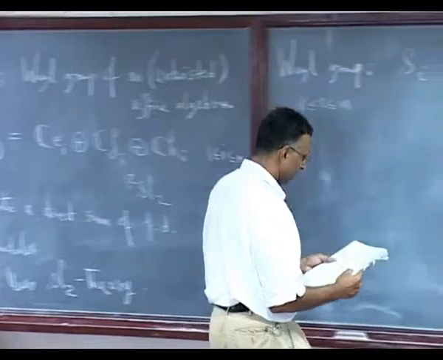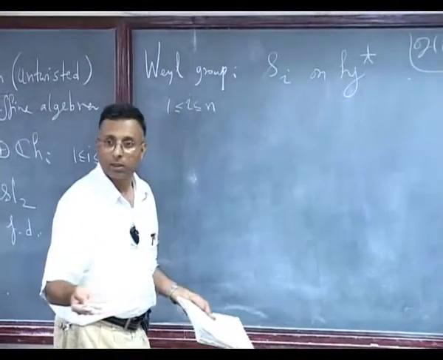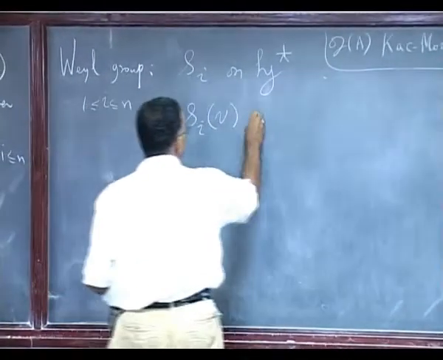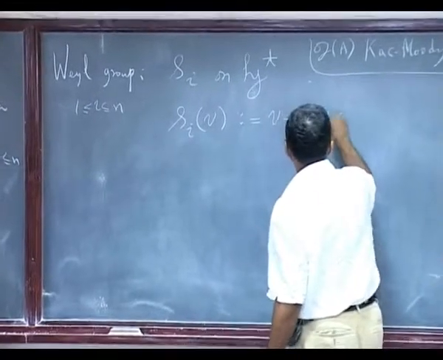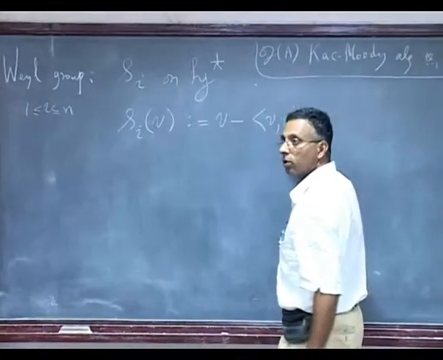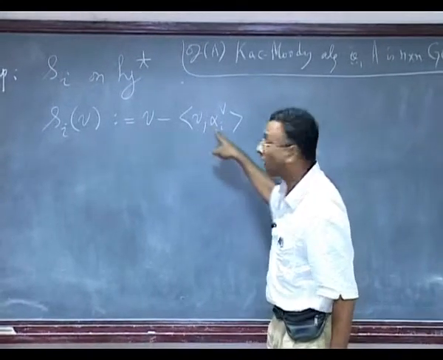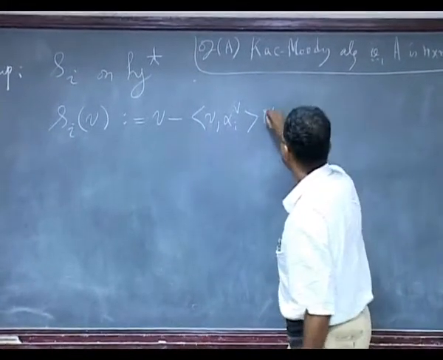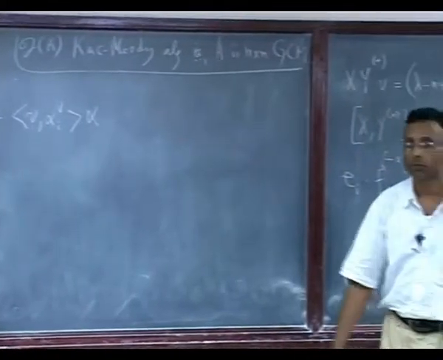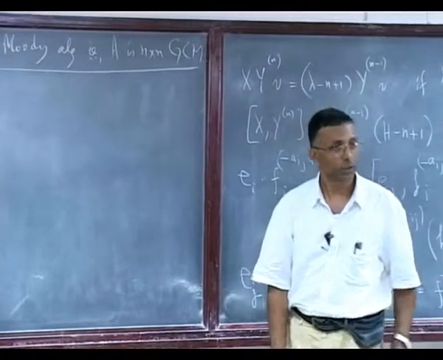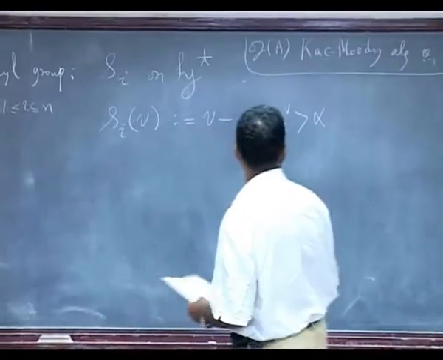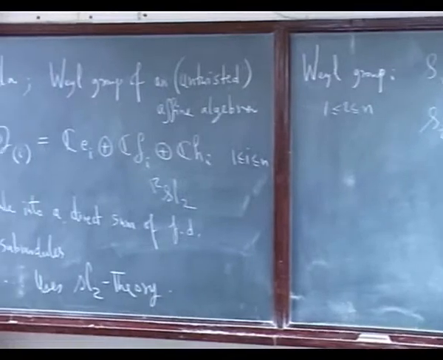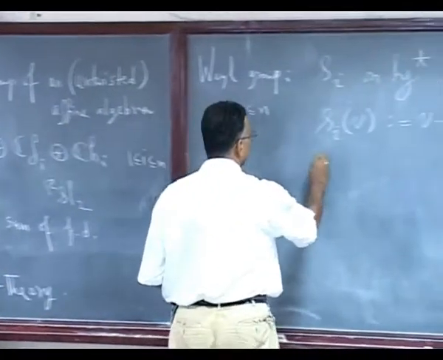That is going to be my definition. So let us define s_i, and it is defined just like in the finite dimensional case. So s_i of v is defined to be v minus v of alpha_i check times alpha_i. Here v is an element of H star, alpha_i check is an element of H by fiat, and so I write alpha_i here. So this is a pseudo reflection.